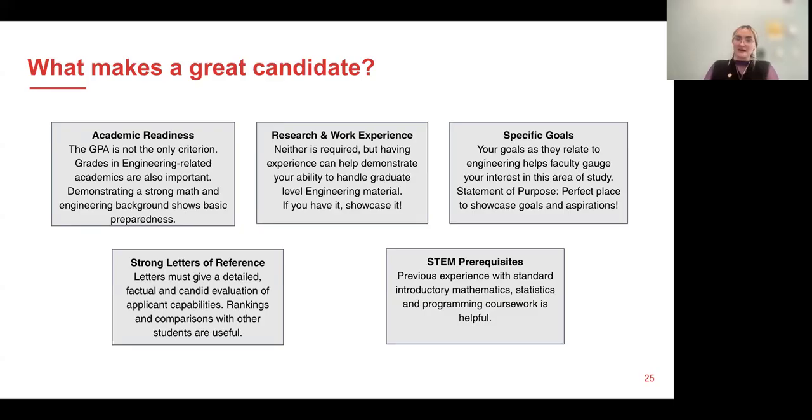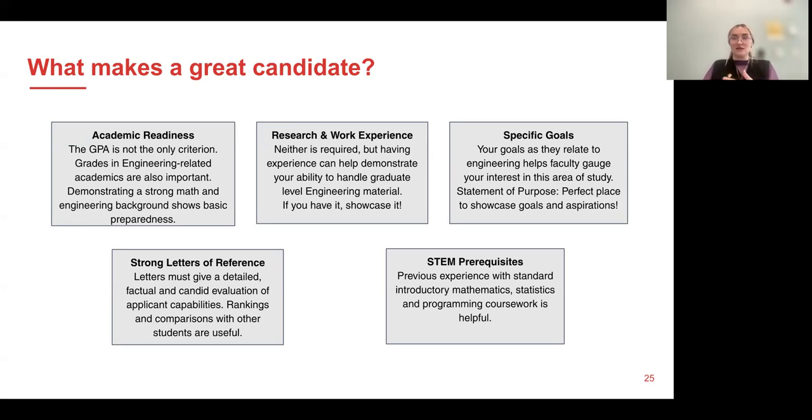So first, yes, we are looking at academic readiness. We're looking at your GPA, what coursework you've taken, your STEM prerequisites, your grades. We want to make sure that you demonstrate a really strong math and engineering background that makes sure you'll be prepared for the rigorous coursework ahead of you. But we're also looking into your specific goals, your research and work experience. We want to know what you've done so far to kind of prepare yourself for a master's degree. If you've looked at any career opportunities that you're interested in, what kind of research have you done? What kind of work and volunteer opportunities have you done? And then what specifically do you want to gain out of this program?